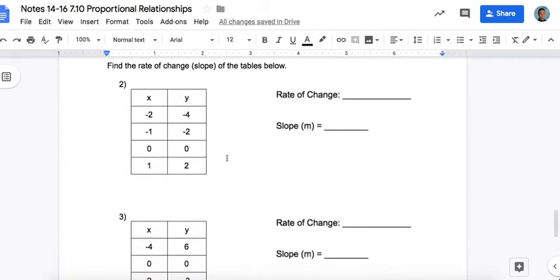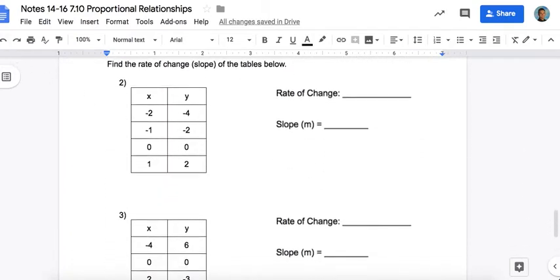And it says, find the rate of change or the slope of the tables below. Now I asked two questions, rate of change and slope. And we know that rate of change is another word for slope, so we're going to write the same answer on both lines. I want you to know that they mean the same thing. So what we're going to do is very similar to what we did when we did graphing. Okay, when we did graphing, we did rise over run. Well, when we have a table, we're going to do rise over run. We just don't have a picture. Okay, so we're going to use the table to do the rise over the run.